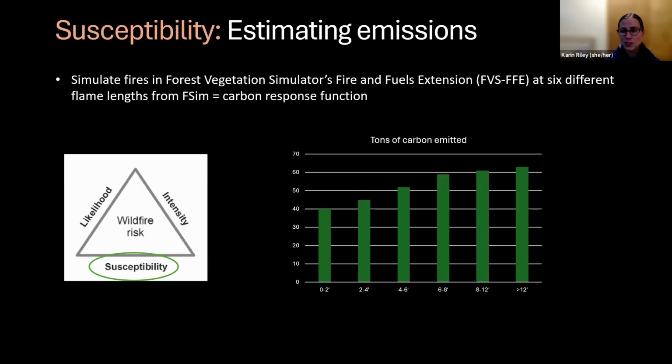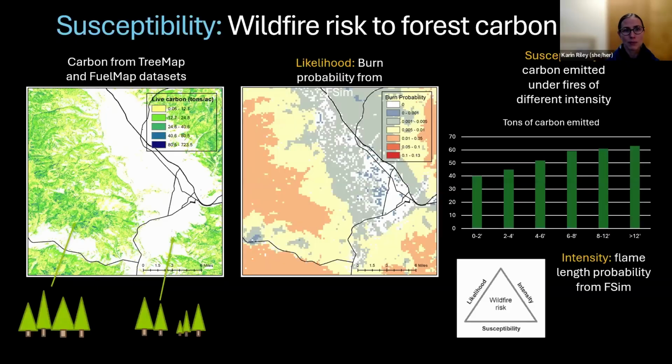So this is a toy one I've made here. I didn't get it from real data, but they look really similar to this. Even when you're at that 0 to 2 foot flame length, you have quite a bit of emissions coming from that because of the litter, duff, coarse and fine woody debris. And then as you go up in flame length, you're definitely emitting more carbon. But as you get to the top of that response function, you're just kind of singeing additional leaves and needles off of a tree. So it's not really adding that much.